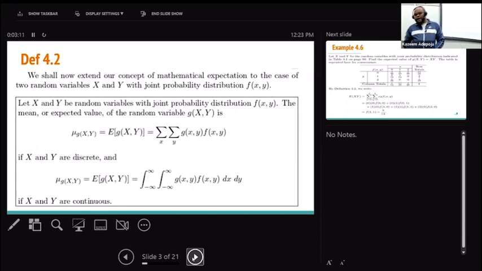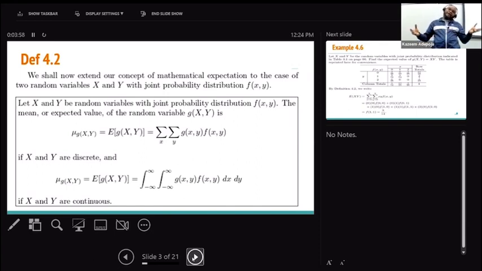I have X and Y, which are random variables, and they have a joint probability distribution that we can call discrete or continuous, depending on the state space of X and Y. So we have a random variable g of X, Y with a corresponding joint probability function f of X, Y, because g of X, Y is a function of X and Y that is a random variable. But this time around, a product.